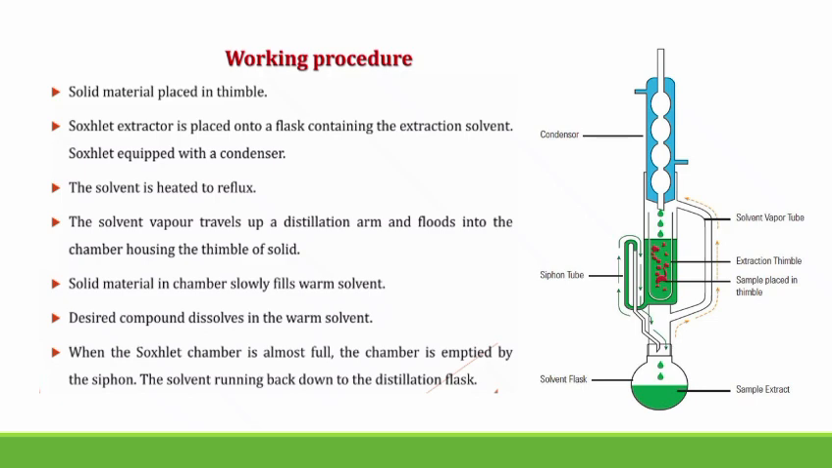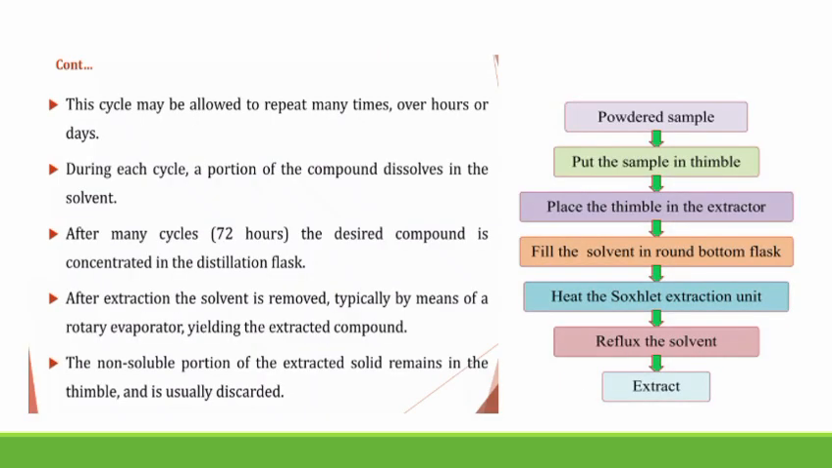The solid material will fill with the warm solvent, where the vapors get into the condenser and there they cool and are converted into droplets, and those droplets will slowly fill the thimble with the solvent. The desired compound dissolves in the warm solvent. Once the Soxhlet chamber is almost full, the chamber is emptied by the siphon tube, the solvent running back down into the distillation flask. This process continues until we have reached the full time of extraction. So this is the working procedure of the Soxhlet extraction.